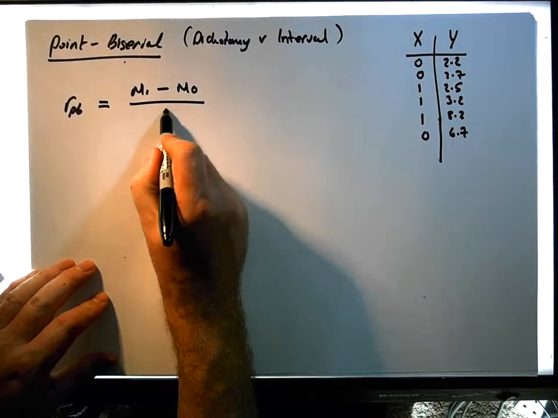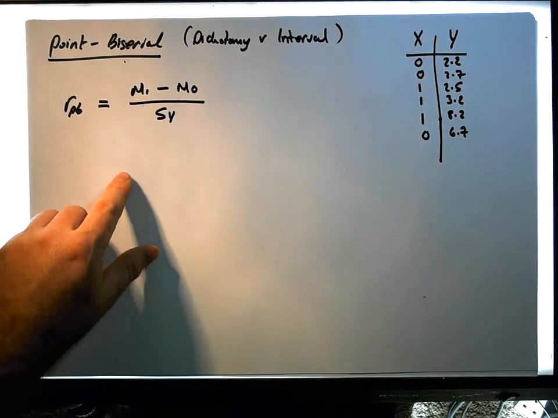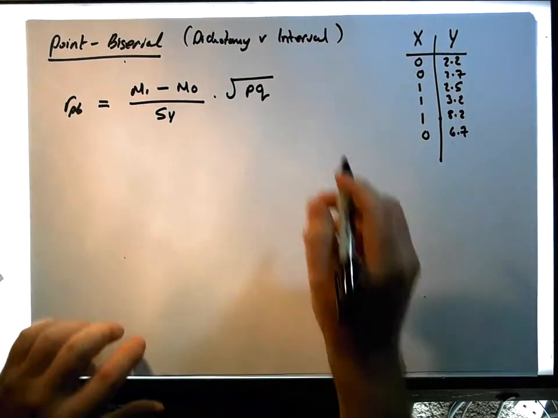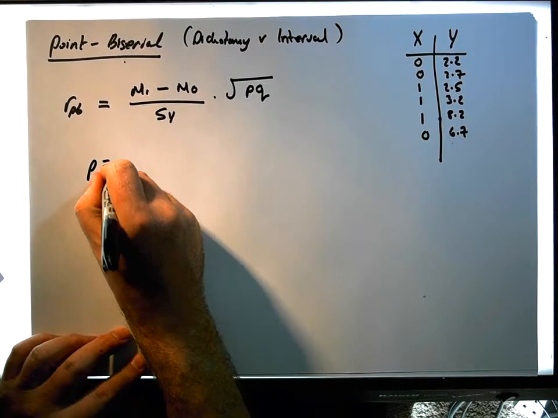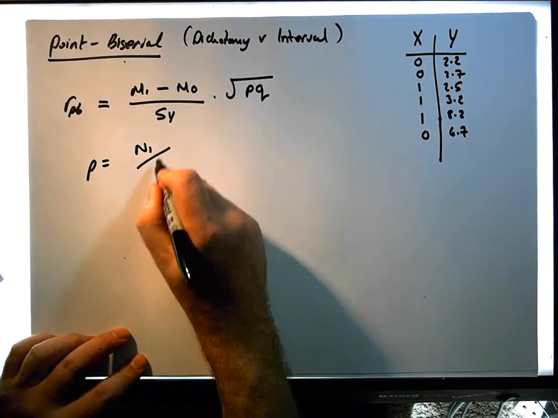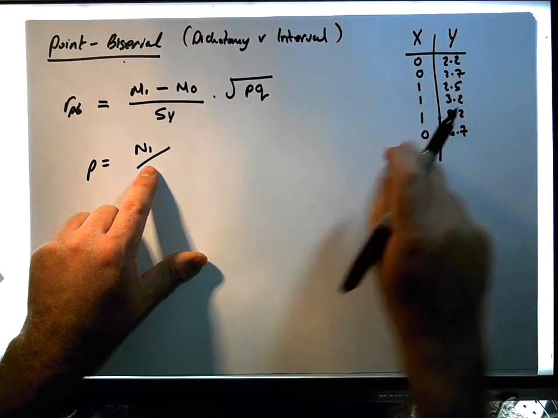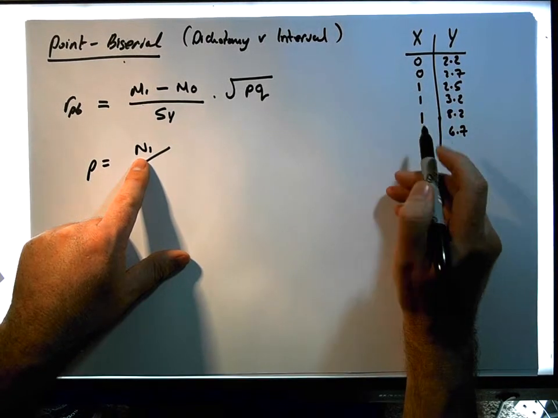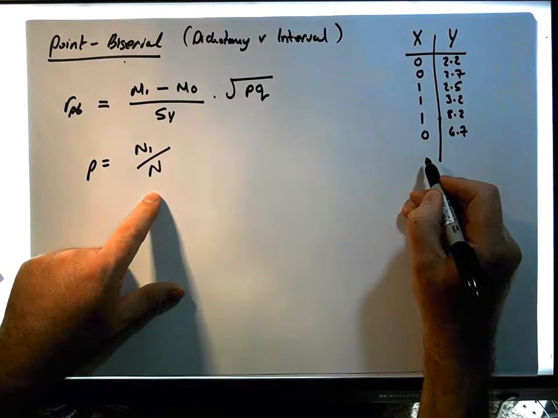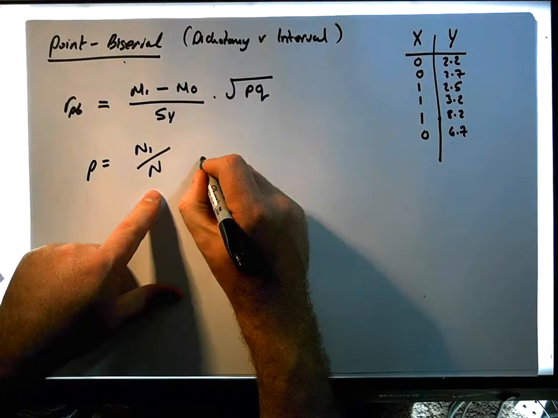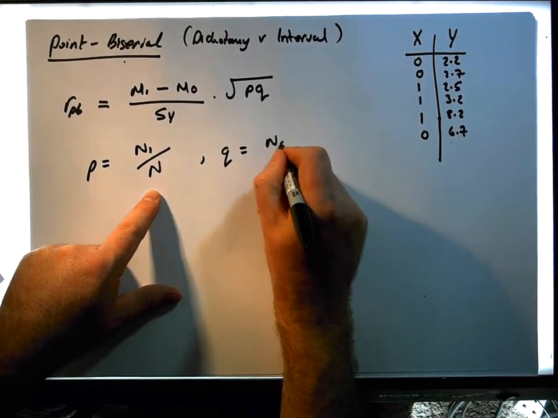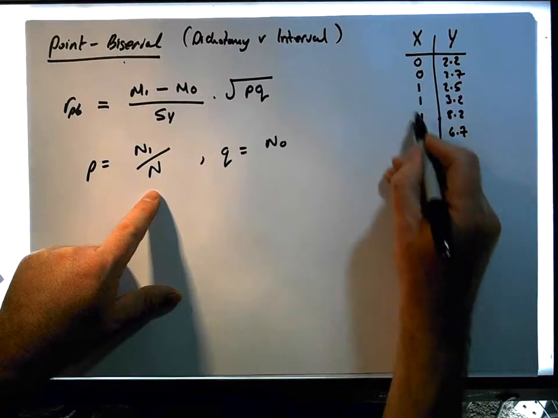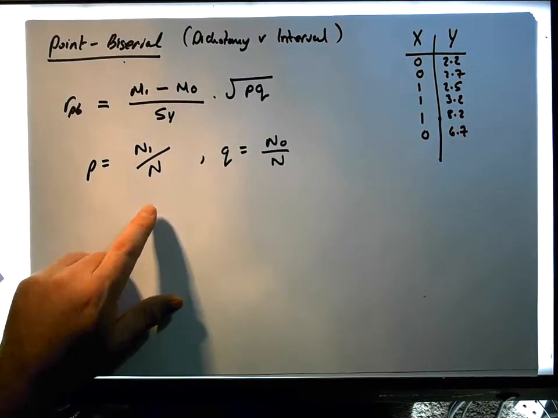Divide that by the standard deviation of the y variable, and then that's multiplied by the square root of p times q, where p represents, in the group that's labeled as a 1, the size, the number of observations in that particular group. In this case, there's 1, 2, 3, divided by n, the total sample size, the total number of paired observations. And similarly, q is equal to the number of observations coded as a 0, the size of the dichotomy coded as a 0, divided by the total number of observations.